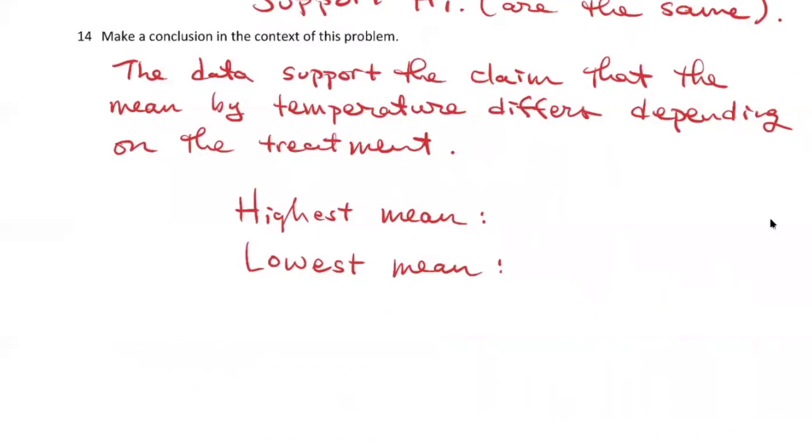Right, so let's write this in. Highest mean was for the placebo. That's what you want. The lowest mean was for the Tylenol.